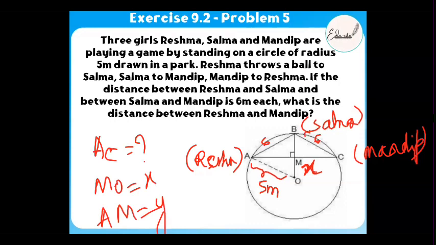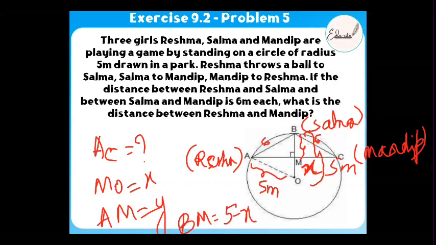Okay. Yeah. If we draw OB, what is OB now? Is it not 5 meters? Yes, it is 5 meters because it's the radius of the circle, right? OB is 5 meters. And what is BM now, beta? Is it not 5 minus X? BM is equal to 5 minus X, right? Yes.